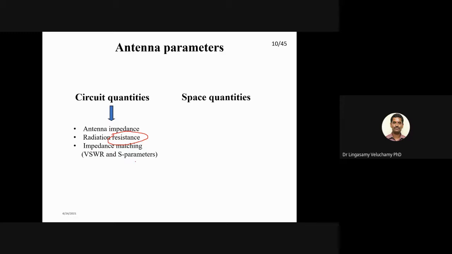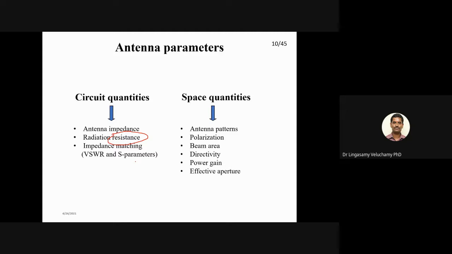So what are all the space quantities? One is antenna radiation patterns. Radiation pattern dictates how my antenna is distributing the power in space. Next is polarization, that we can predict from the radiation pattern, and beam area, how much it is covering, and directivity. Based on beam area, directivity will be dictated, power gain, effective aperture.